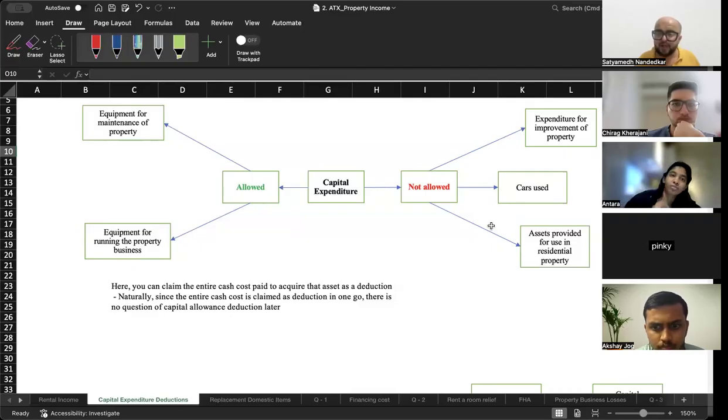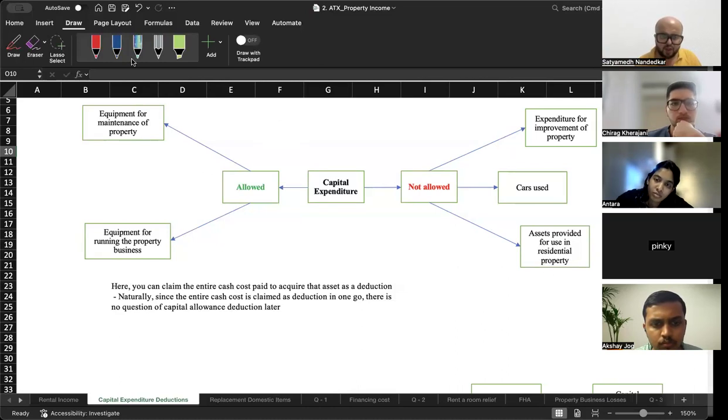And assets provided for use in residential property. Now, when I moved into my apartment in Delhi, there was a refrigerator, there was a geyser, there were 10 other devices which were already provided in the residential property. I did not have to purchase. The landlord himself gave me the fridge and the geyser and everything. These are assets for use in residential property. This is also not allowed as a deduction.